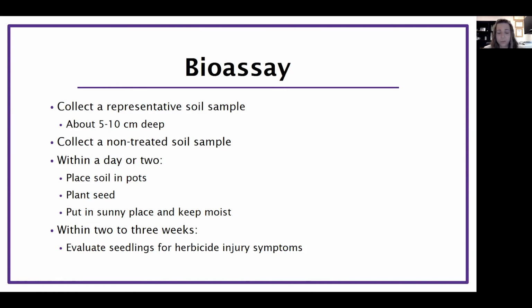So you want to put those soils in pots. You want to grab some of your crop seeds and seed those in there and then grow those, right? Put them in a place where those seeds are going to grow. Maybe that's a sunny windowsill in your shop or your house, but just put them in a place where they're going to be able to grow. And then after a couple of weeks, you'll be able to compare the seedlings that emerge in your treated soil and your untreated soil to see if you have herbicide injury symptoms. Obviously, if you have herbicide injury symptoms, that tells you that you're pretty likely to have carryover issues in your field, and it's a lot better to have found out in that pot than it is to have found out in your field.